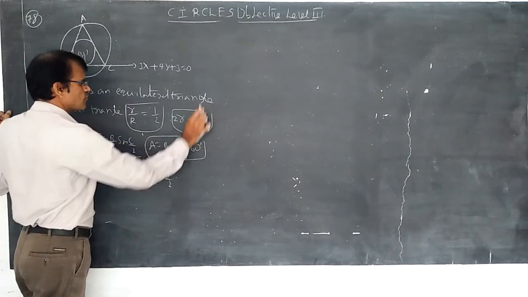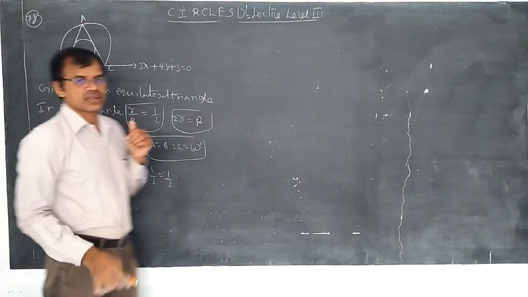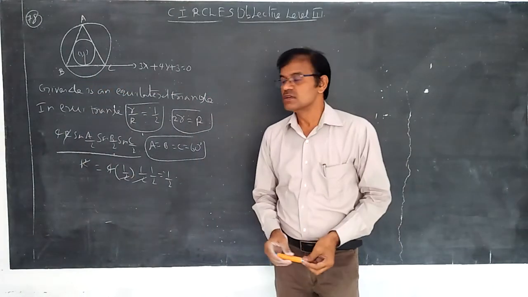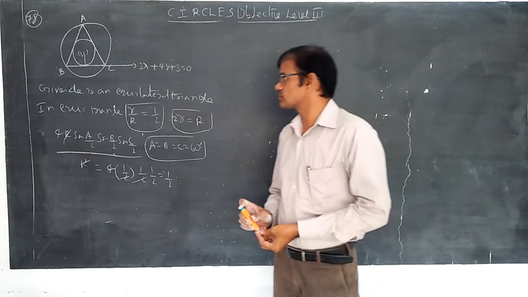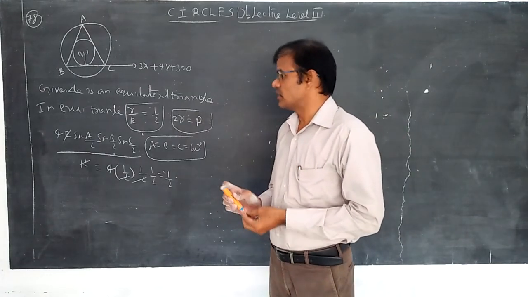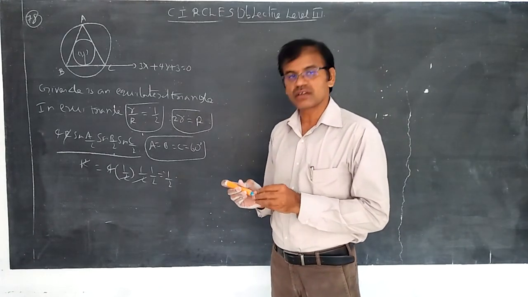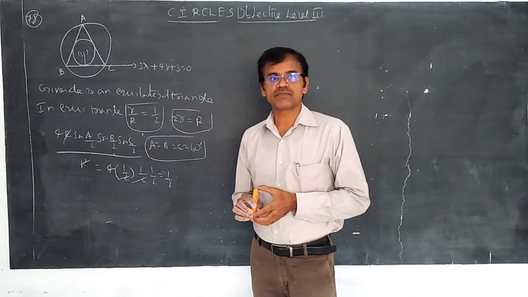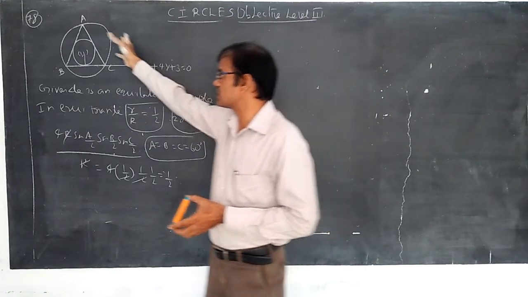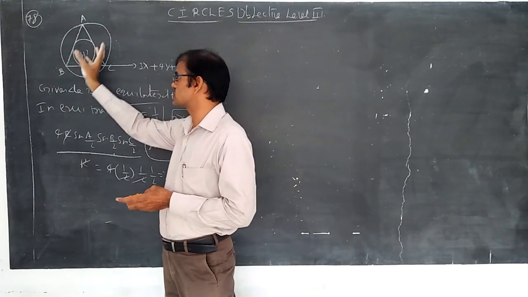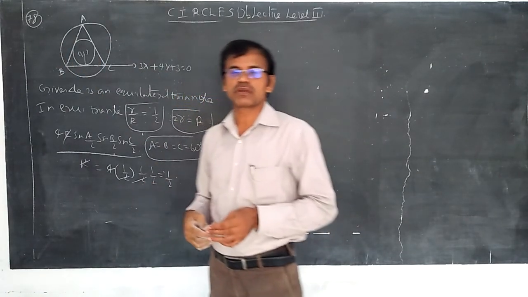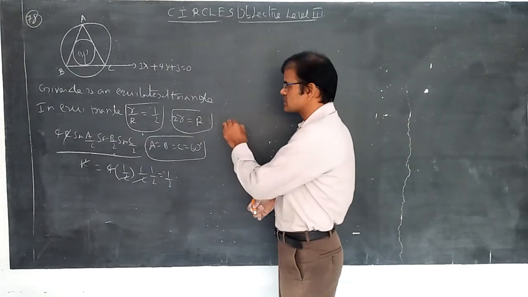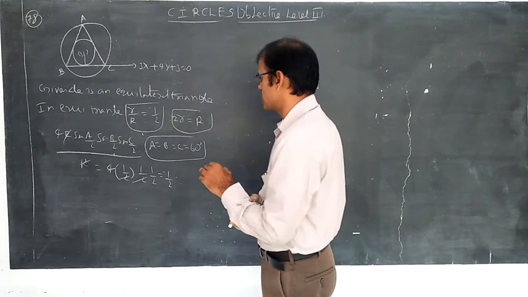This is also the formula for pedal triangle. Two properties of triangle we discussed, the same two properties. The radius of the pedal triangle depends upon the circumradius of the triangle. Whenever the circumradius of this triangle is capital R, then the radius of the pedal triangle is also capital R by 2. The same concept we are now using here.